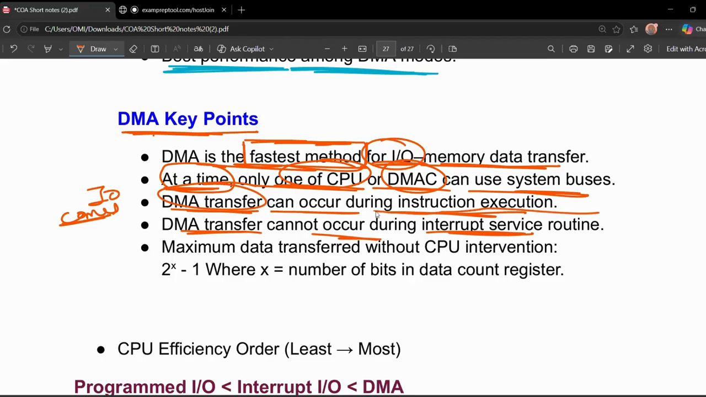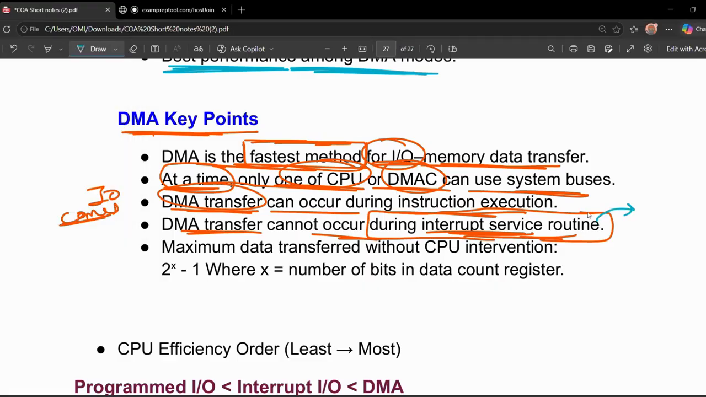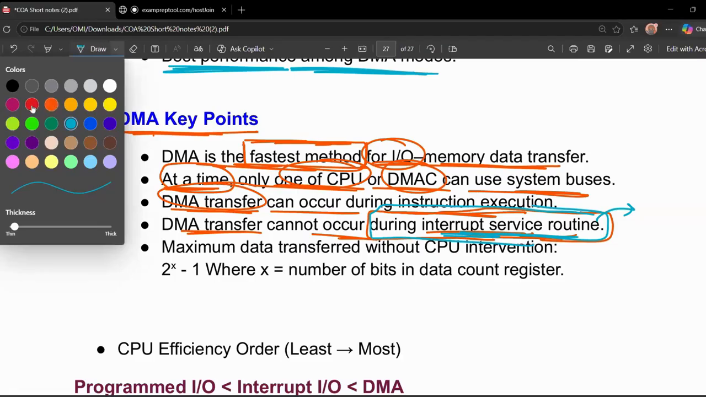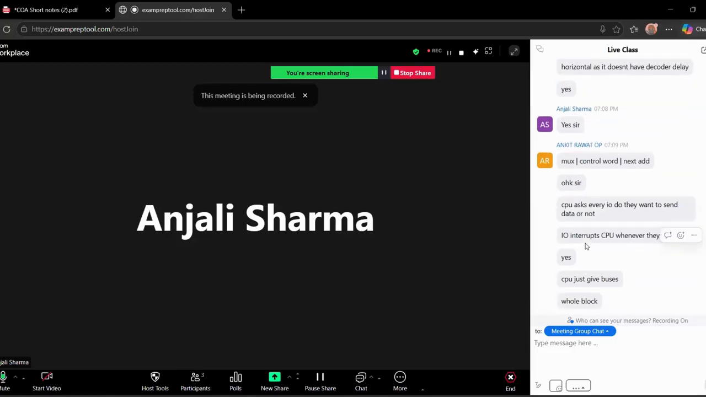When you are servicing an interrupt, you can't perform a DMA transfer, because in the operating system, the interrupt service routine has the highest level. No other thing can perform while it is executing. When that function is executing, nothing else can perform.